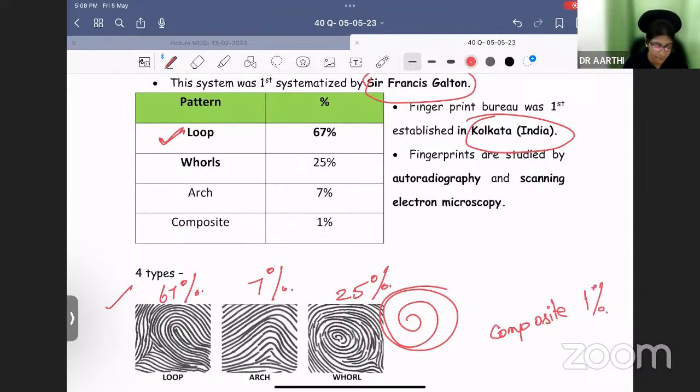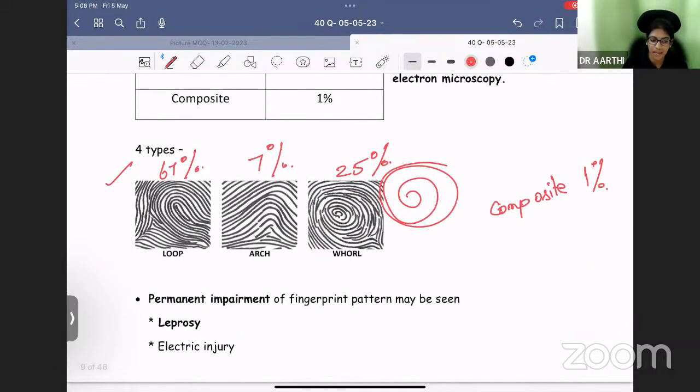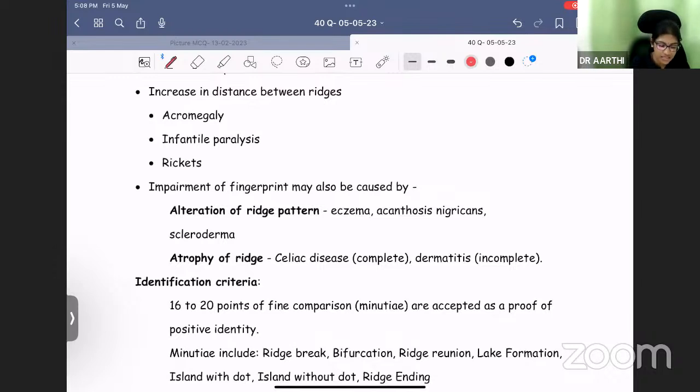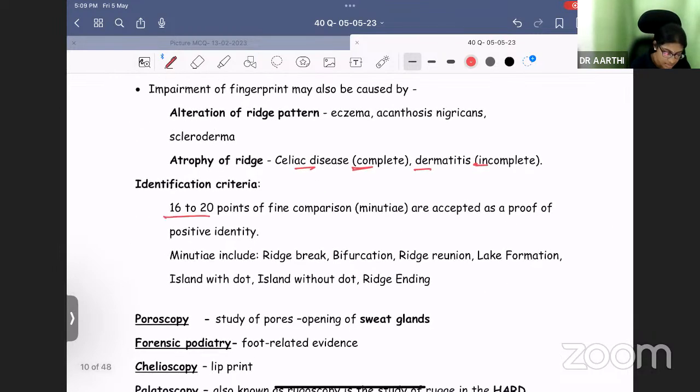Okay, next we come to the permanent loss. We have seen permanent impairment happens in leprosy, right? We have seen increase in distance between ridges in acromegaly, infantile paralysis, rickets. Alteration in pattern happens in skin conditions like scleroderma, eczema, and acanthosis nigricans, followed by atrophy of ridges. Not just alteration, but atrophy of ridges can happen in celiac disease. If it is complete, C for C, incomplete is dermatitis, I for D. Okay, this was asked last year. 16 to 20 points are important for saying that both match.